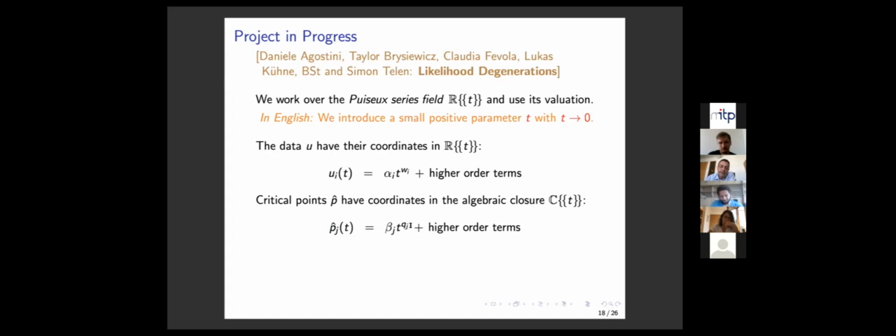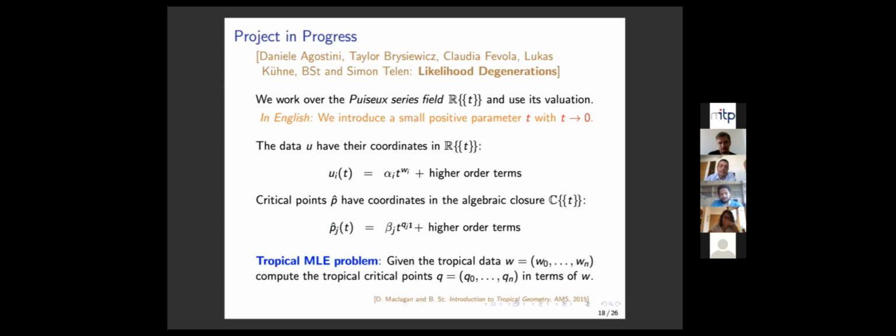We can now ask the question whether we can go directly from the rational numbers w_i to the rational numbers q_j. Let's call this the tropical MLE problem. So given the tropical data vector, by which I mean the vector of exponents w, the rates at which the data move, can we directly compute the tropical critical points? So a tropical critical point is the vector of exponents in the solution. Is there a formula that lets us write q as a tropical algebraic function in terms of w?